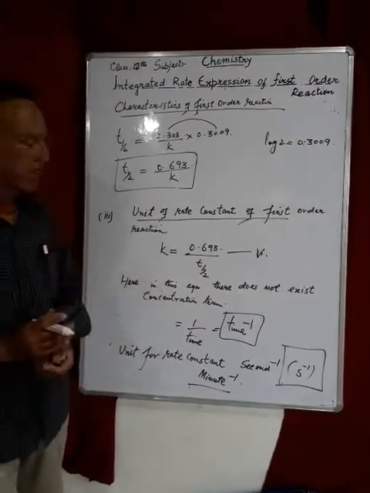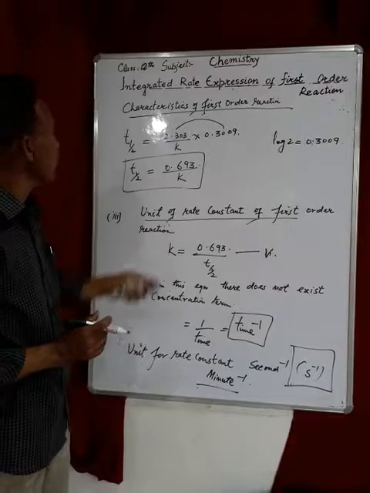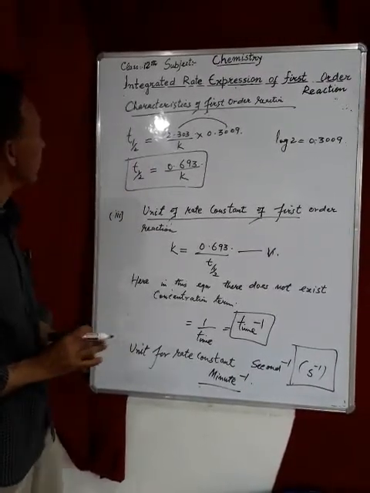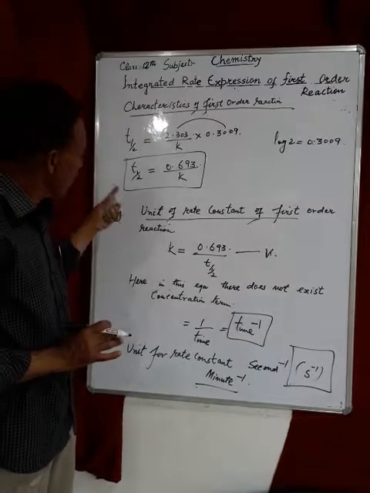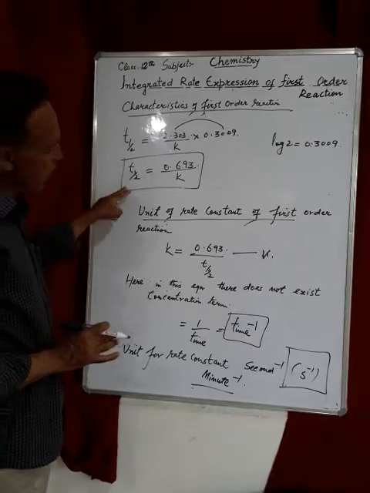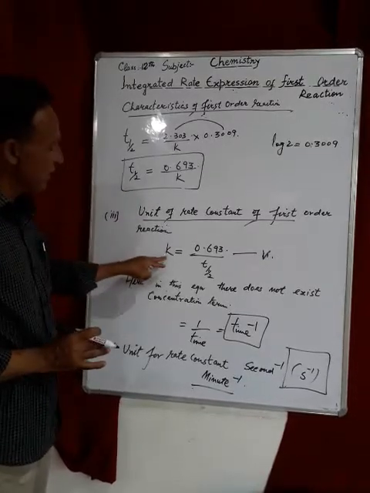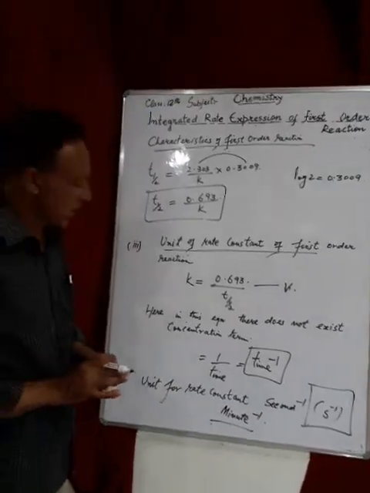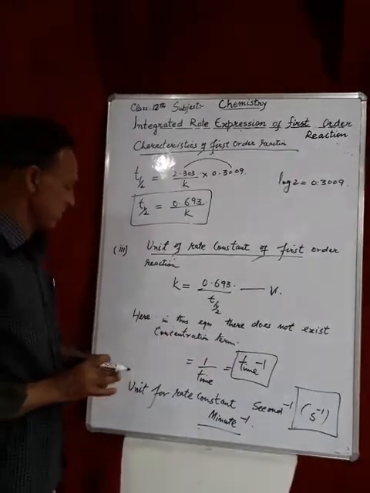So these three are the characteristics of the first order reaction, in which we have derived the integrated rate expression. Also we derived the expression for the half-life period, and we derived the unit for the rate constant of the first order reaction, that is second inverse.